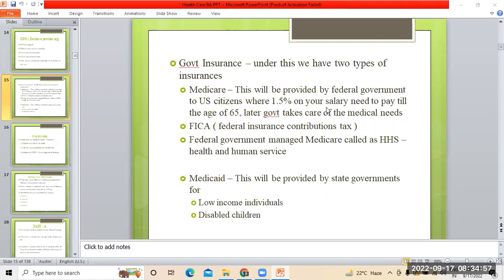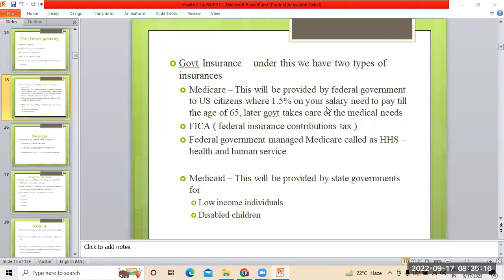When it comes to Medicaid itself, usually it falls under the low income group people, so the state governments will look after all that. But there are some conditions that apply on that, right? So that is one thing.